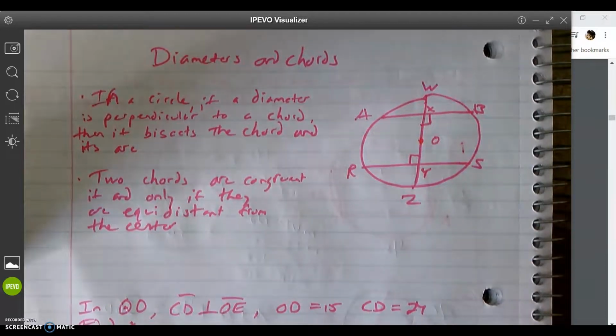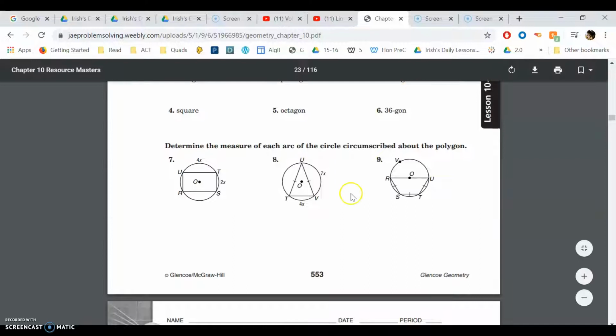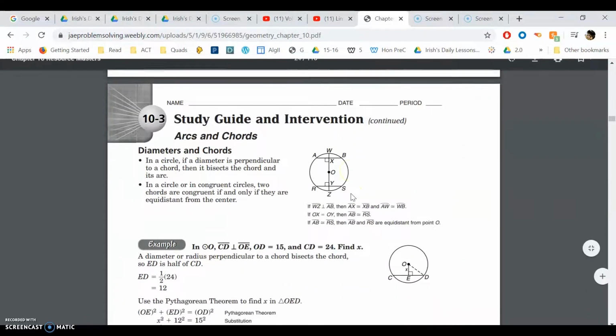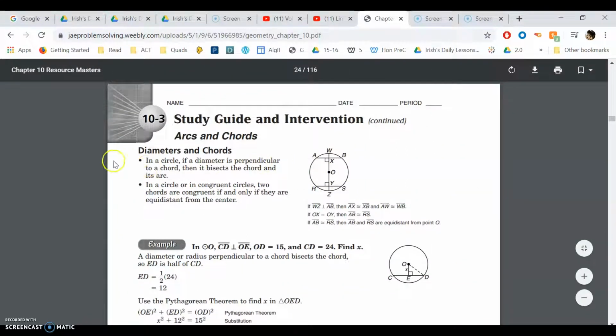So, diameters and chords. This is what I want you to do. So I wrote my notes down. See this part right here? Write these two important things down, diameters and chords, in your notes. All this top part.